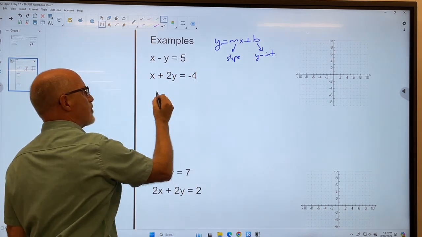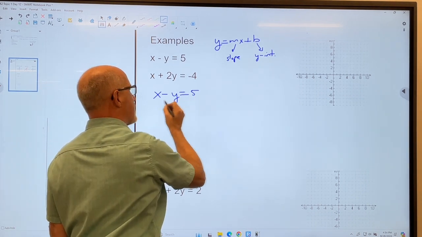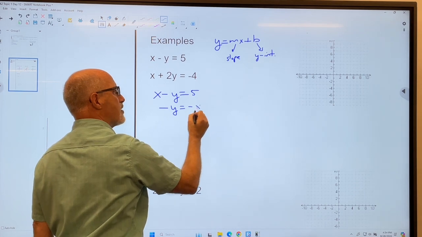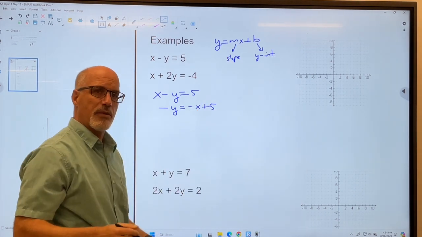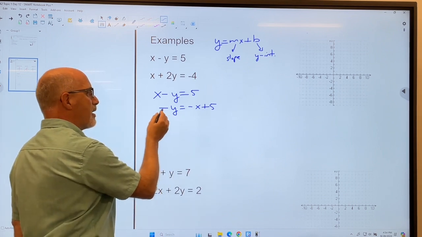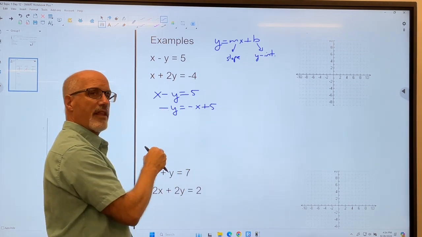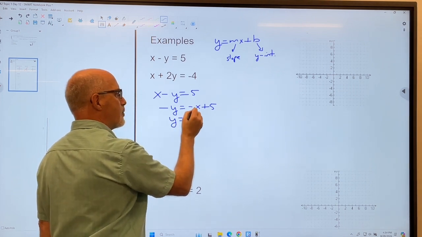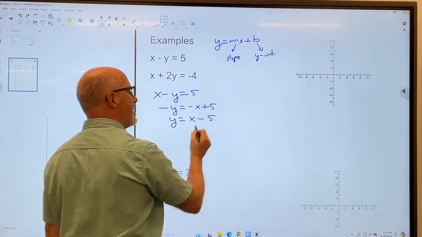So let's take this first one, x minus y equals 5. I'm going to subtract x from both sides, and I'm going to write it first because that negative x, I want to have the mx plus b to be first. Then I'm going to multiply or divide both sides by -1. There's a -1 in front of that y, so divide every term by -1. This one's going to be a positive x then, and this will be a -5 in order to get that.